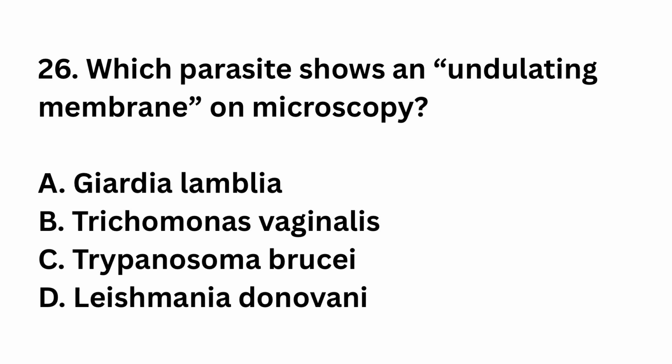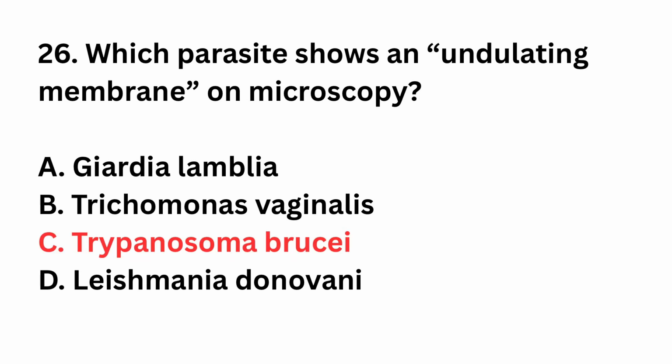Question number 26. Which parasite shows an undulating membrane on microscopy? Giardia lamblia, Trichomonas vaginalis, Trypanosoma brucei, Leishmania donovani. The right answer is option C, Trypanosoma brucei. Trypanosomes have a flagellum attached along the body. This creates a visible undulating membrane.